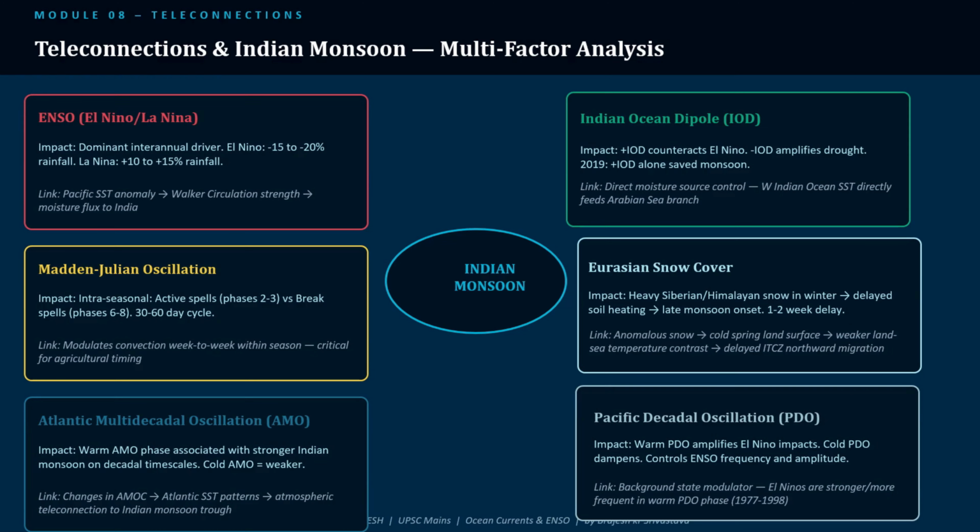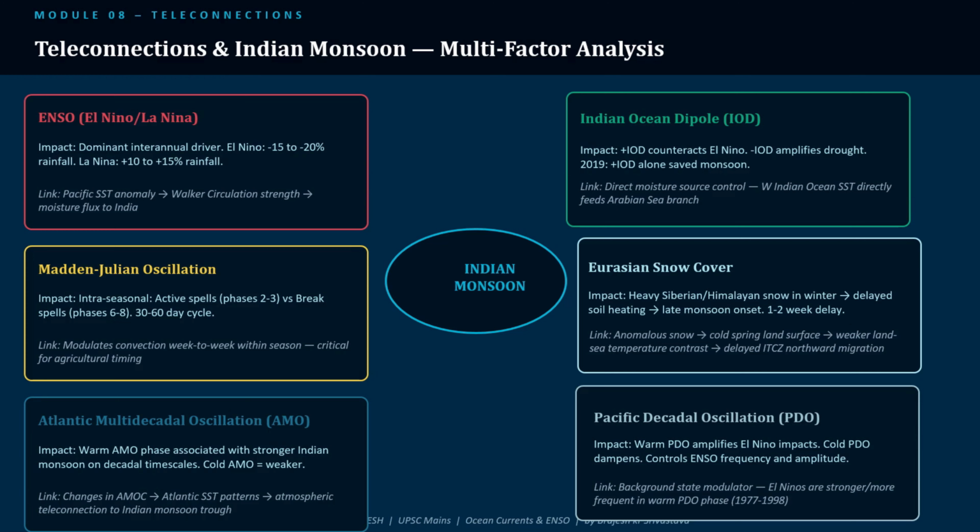The UPSC insight: when you write about monsoon variability, do not say El Niño causes drought. Say El Niño is the dominant factor suppressing monsoon, but the outcome in any year depends on the combined and sometimes counteracting effect of ENSO, IOD, MJO, and longer cycle oscillations like AMO and PDO. That nuanced answer shows UPSC examiners that you understand the system, not just one component of it.